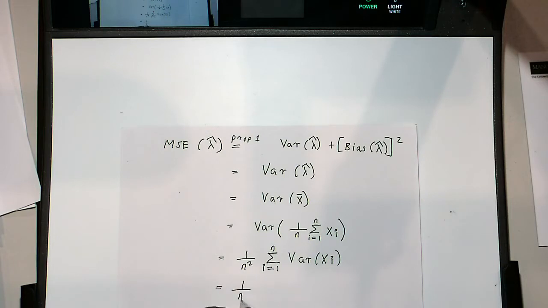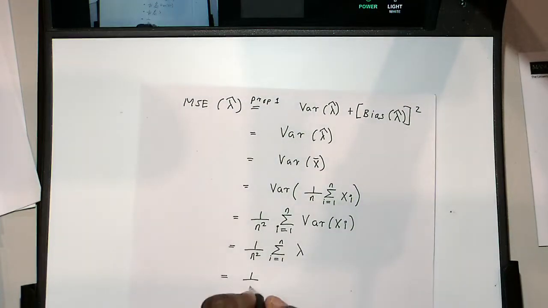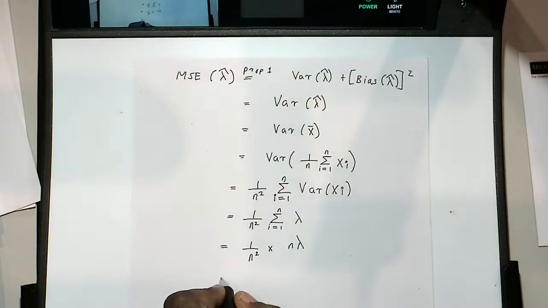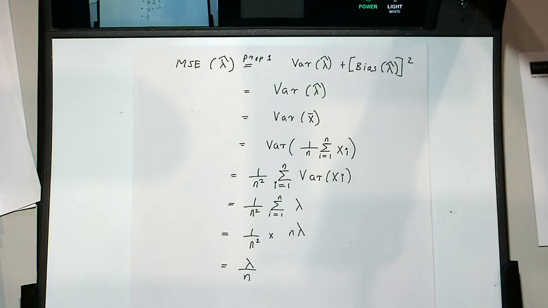Now, the variance of a Poisson variable is lambda. So this is 1 over n squared multiplied by the sum of a constant, because lambda is a constant with respect to i. The sum of a constant is n times lambda, so this becomes lambda divided by n, right, which goes to 0 as n approaches infinity.